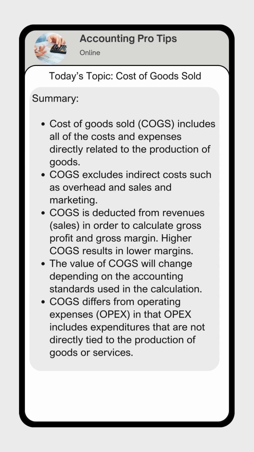4. The value of cost of goods sold will change depending on the accounting standards used in the calculation. 5. Cost of goods sold differs from operating expenses, OPEX, in that OPEX includes expenditures that are not directly tied to the production of goods or services.